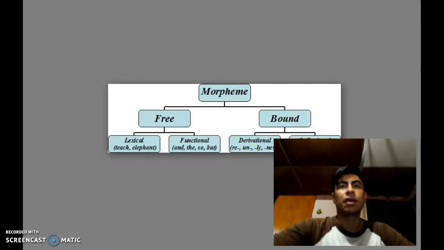And we have bound inflectional: possessives, nouns. We are talking about plurals, the ing form, like in a gerund, or ed, when we're talking about the past.